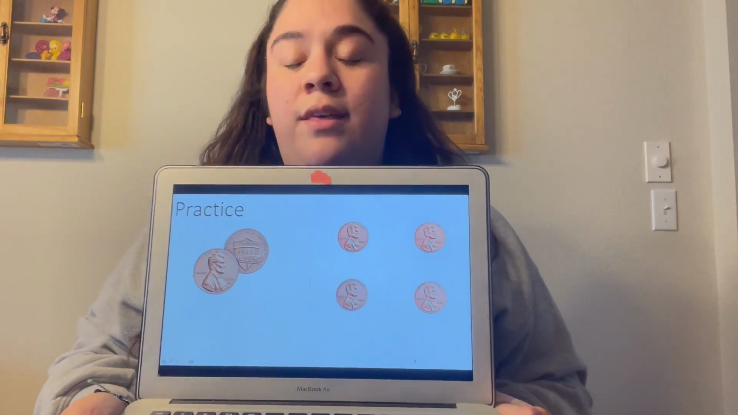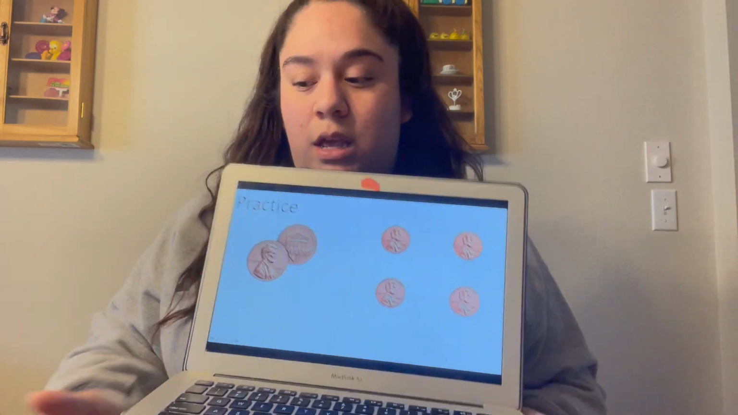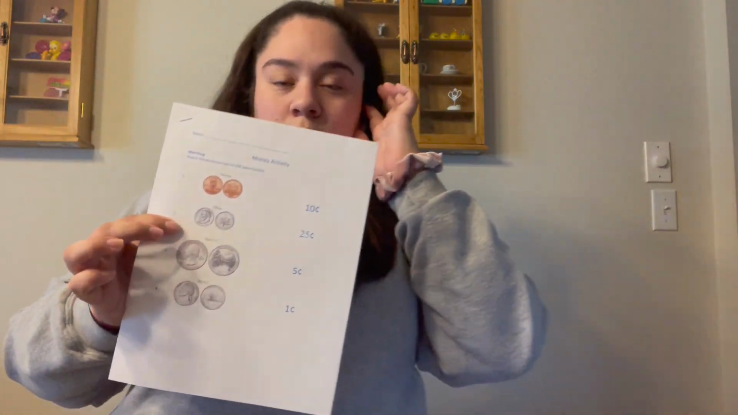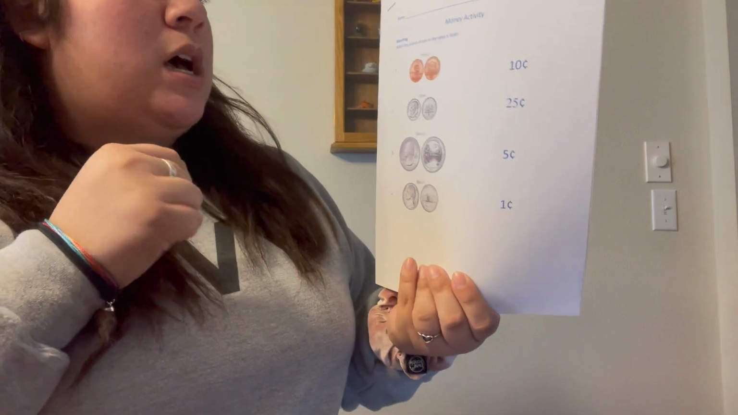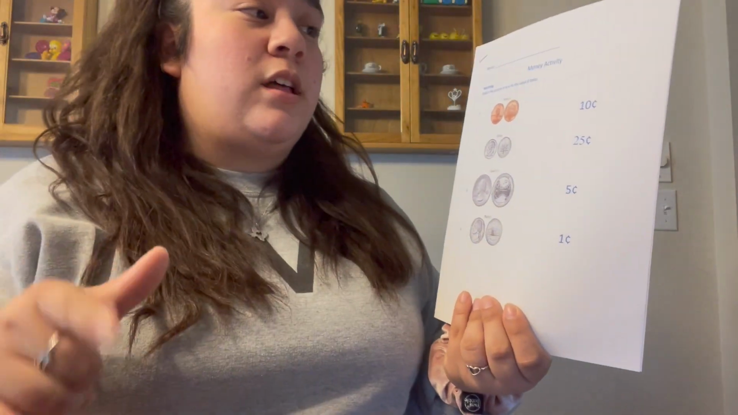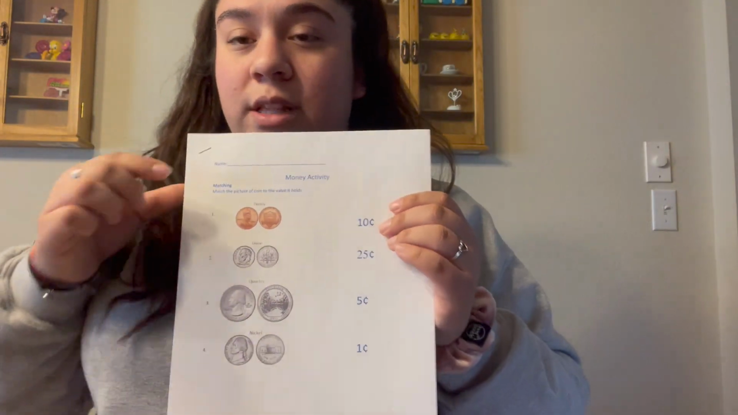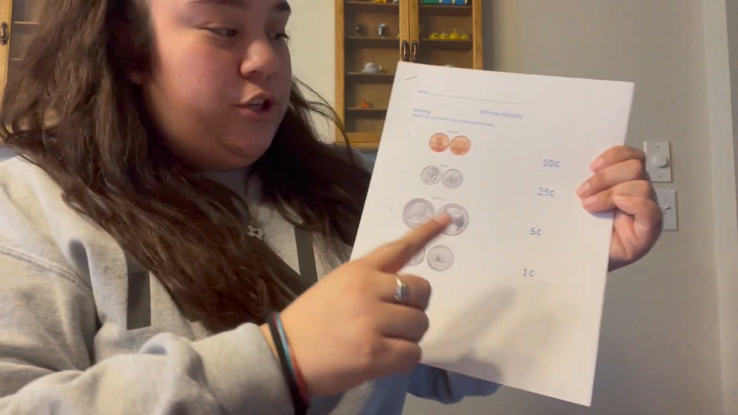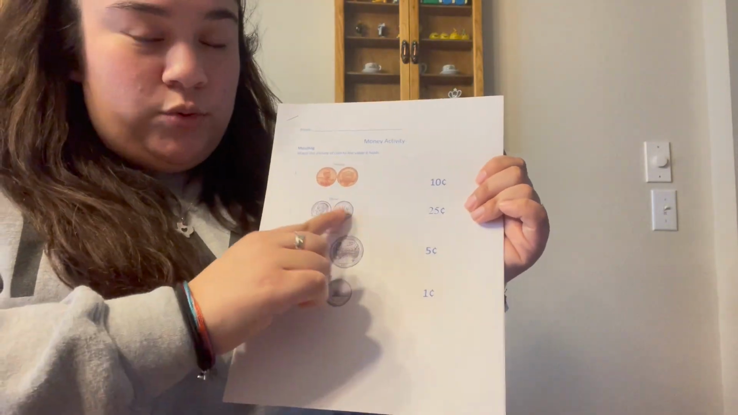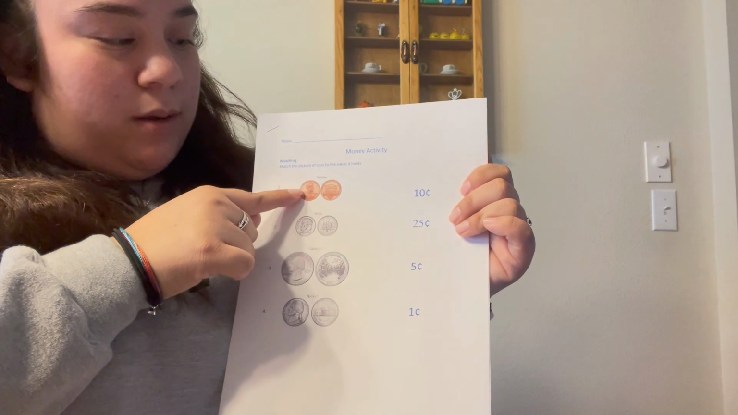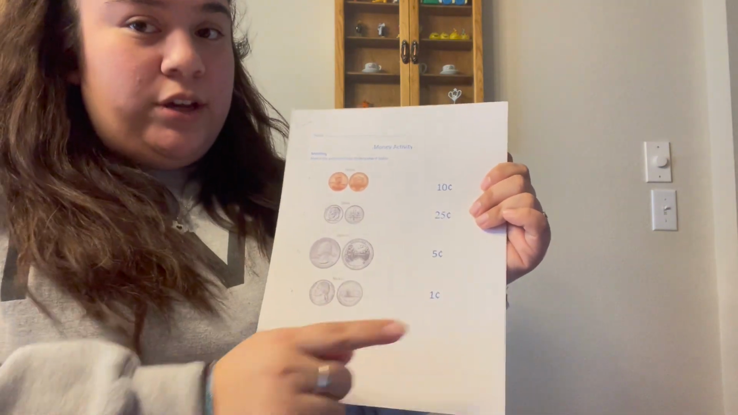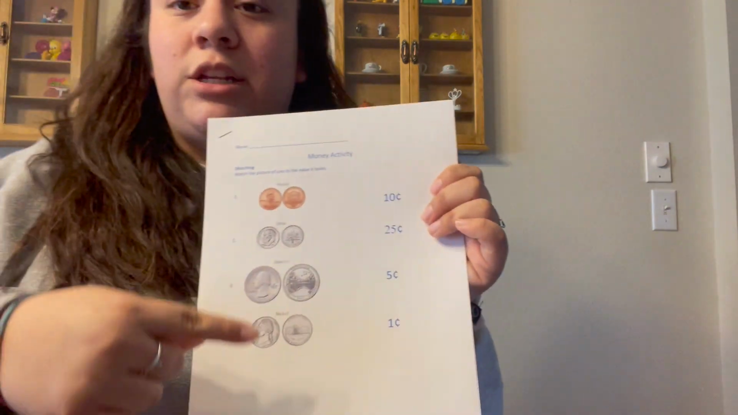After that, I gave them their activity. The activity was a worksheet where it was basically the same thing. The first part was matching, and it says, match the picture of the coin to the value it holds. They had a picture, and they had to connect each one. It has the name, the image, and then the cents over here. And so they would match them.